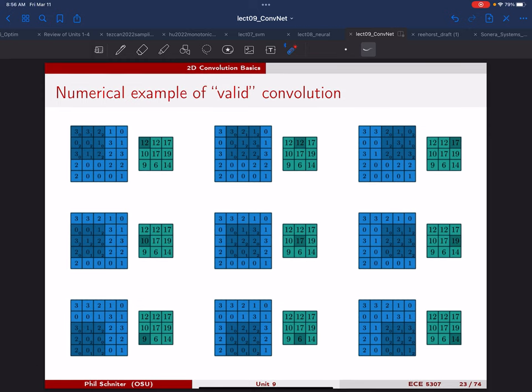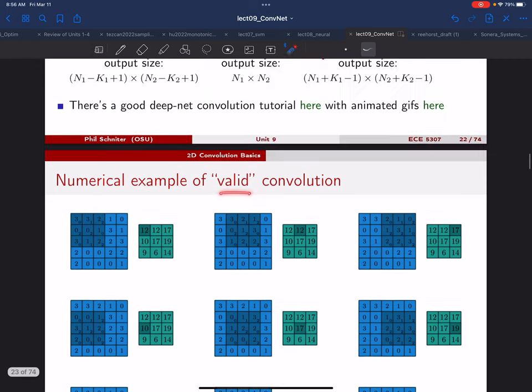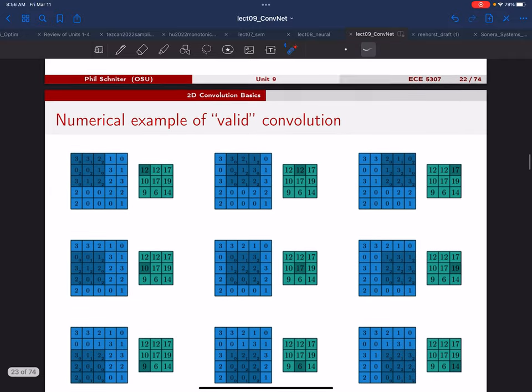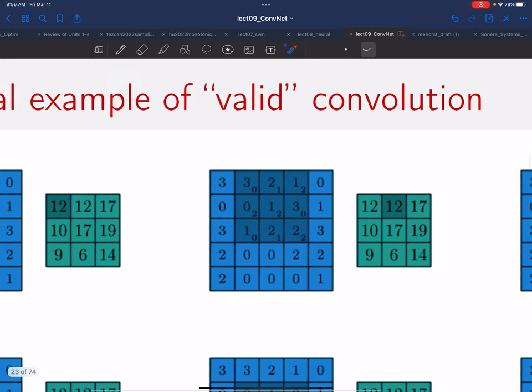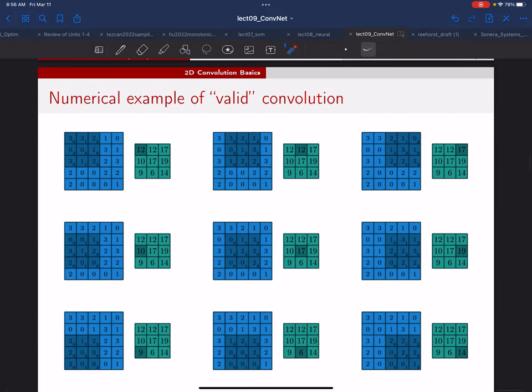So in case you want to see an example with actual numbers, this is a convolution of a 3x3 kernel and a 5x5 image, and this is going to be the valid mode, which is no zero padding. As a result, there's a total of 9 different shifts, and so our output image is 3x3. When the kernel is in this position, you just do a pointwise multiply, so 3 times 0 plus 3 times 1 plus 2 times 2 and so on. You add up all those and you get 12. Then you shift this kernel 1 pixel to the right, you do those pointwise multiplies, and you get this 12, and so on.